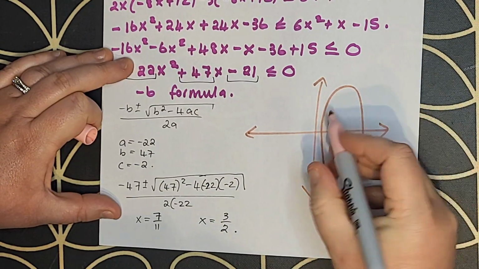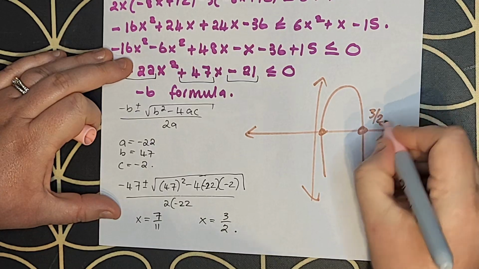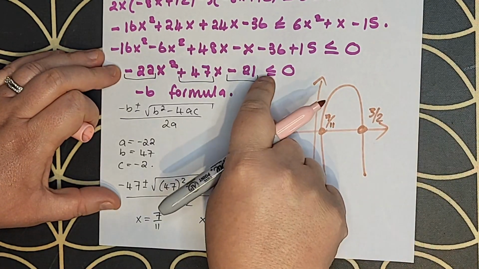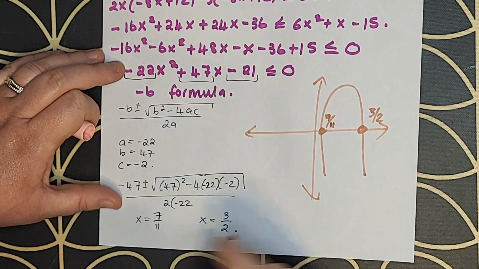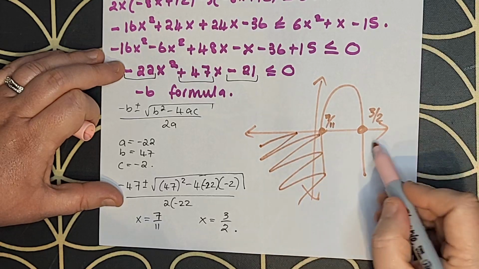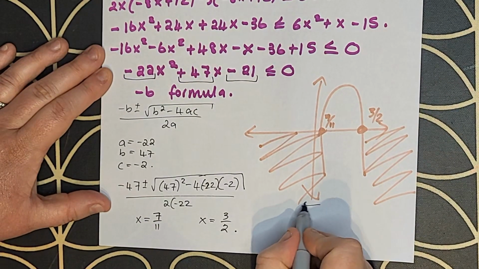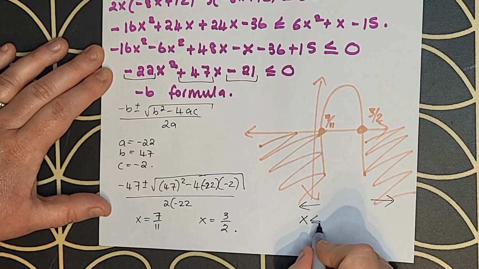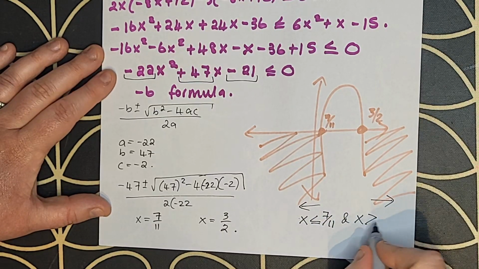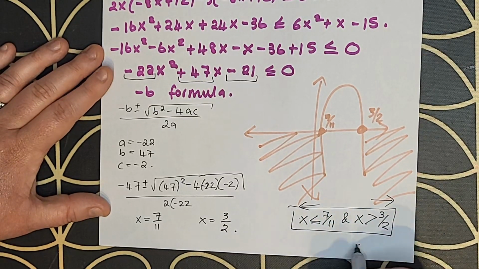So I'm going to sketch. This starts with a -22, so this is going to be a frowning, upside down U-shaped graph. I just quickly sketch what it looks like, and I understand that my inequality says it's going to be less than or equal to 0. So I look for those positions on my graph, and you can see there's my solution.